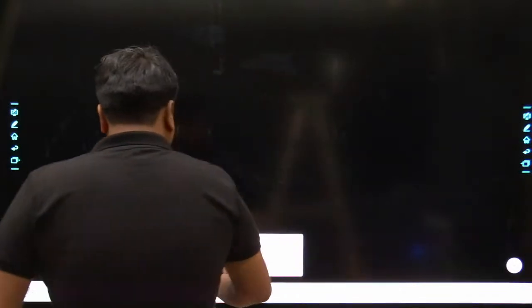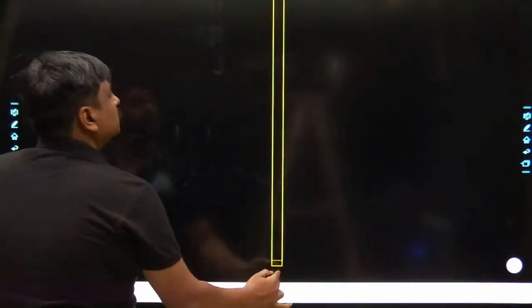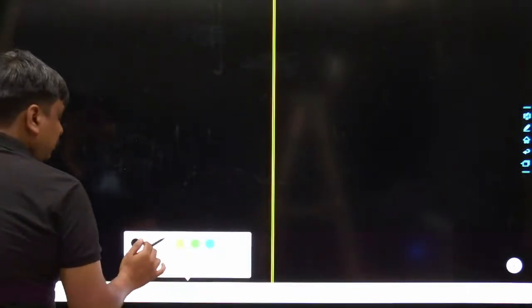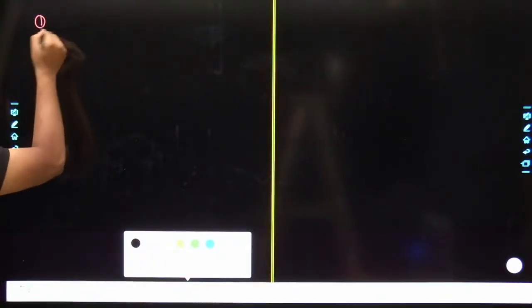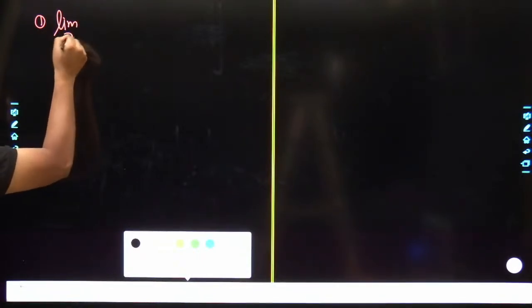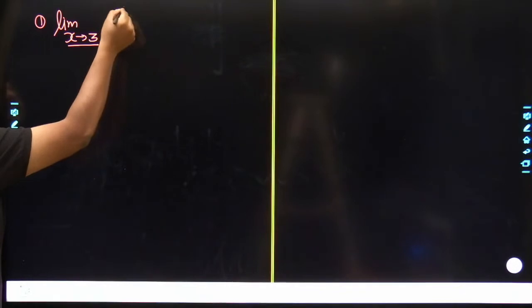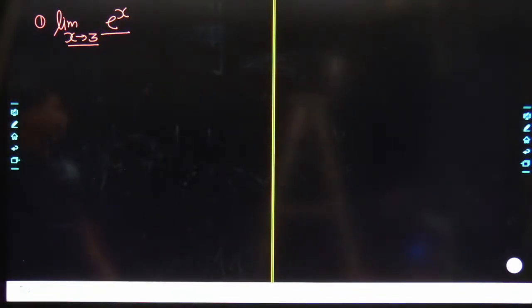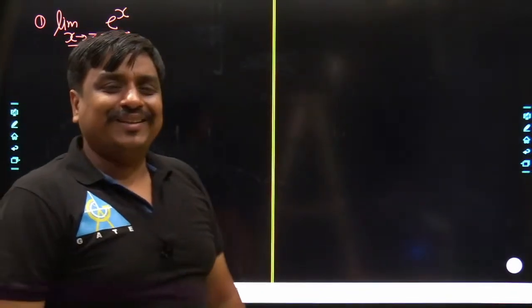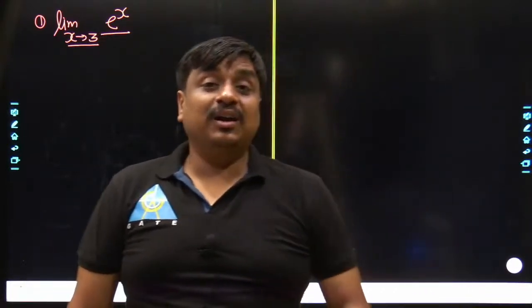Yes. In the same sequence, let me move forward. Let me bifurcate this. In the same sequence, let me take the next question. The question had been limit x tends to 3 of e to the power of x. As far as e to the power of x is concerned, e to the power of x is a continuous function.